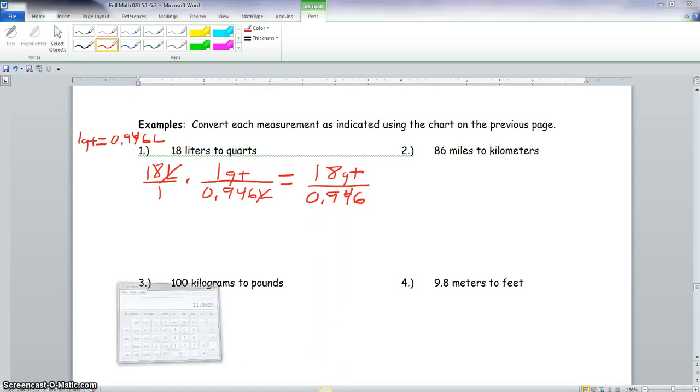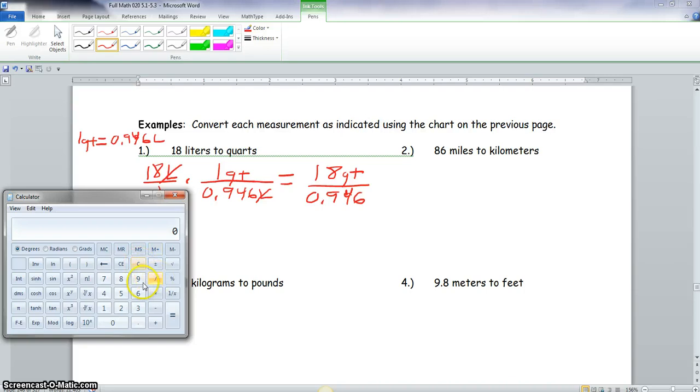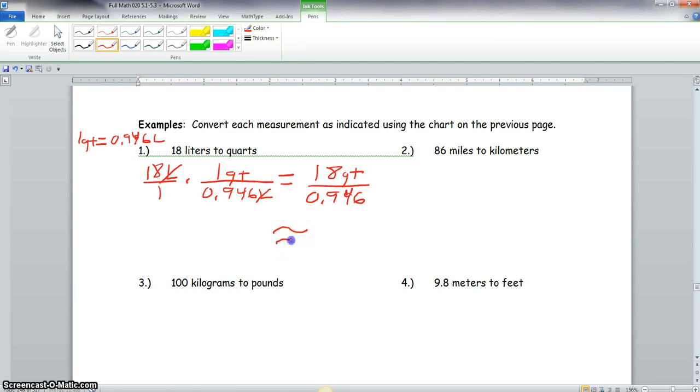And now we would take a calculator. You could take this calculator and take 18 divided by 0.946. And that gives us this long decimal here, but we're going to round to 2 decimal places. So it'll be approximately 19.03. So we will put our approximation value, and it'll be 19.03 quarts. You know this is supposed to be a Q. So this is quarts. Okay, now that takes care of problem number 1. We go to number 2.